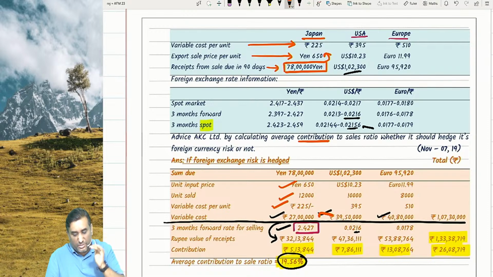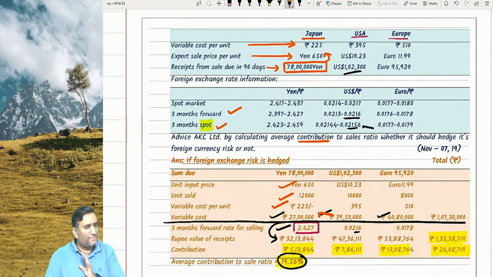I need in Japan, US and Europe by applying the 3 months forward rate and then calculate what my contribution by sales ratio comes out to be on average. Then without doing anything, no hedging, you want to check which one is better. My objective is not the entire question. The problem is I get contribution as sales minus variable cost.